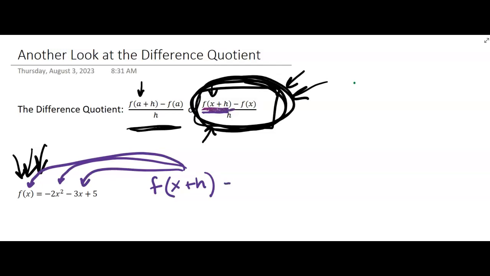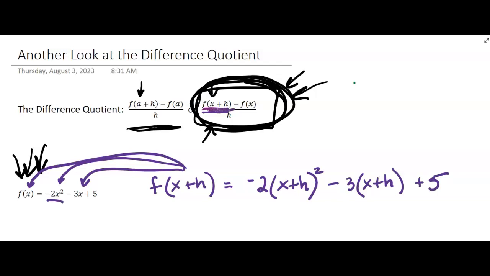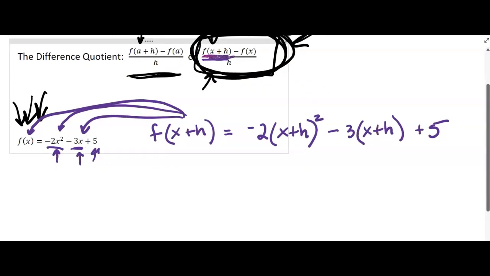So now this is going to look like -2, and then I'm going to have the x plus h squared. Now, I have to put that in parentheses, so make sure we do that. Then -3 times the x plus h, and then plus 5. Make sure you write the whole thing. So what you've done is you've written the -2x squared, but you replaced the x with x plus h. Then here you wrote -3, and you replaced the x with x plus h. And then here you wrote the plus 5, okay? So hopefully you see all those pieces because that's the first part of the puzzle.